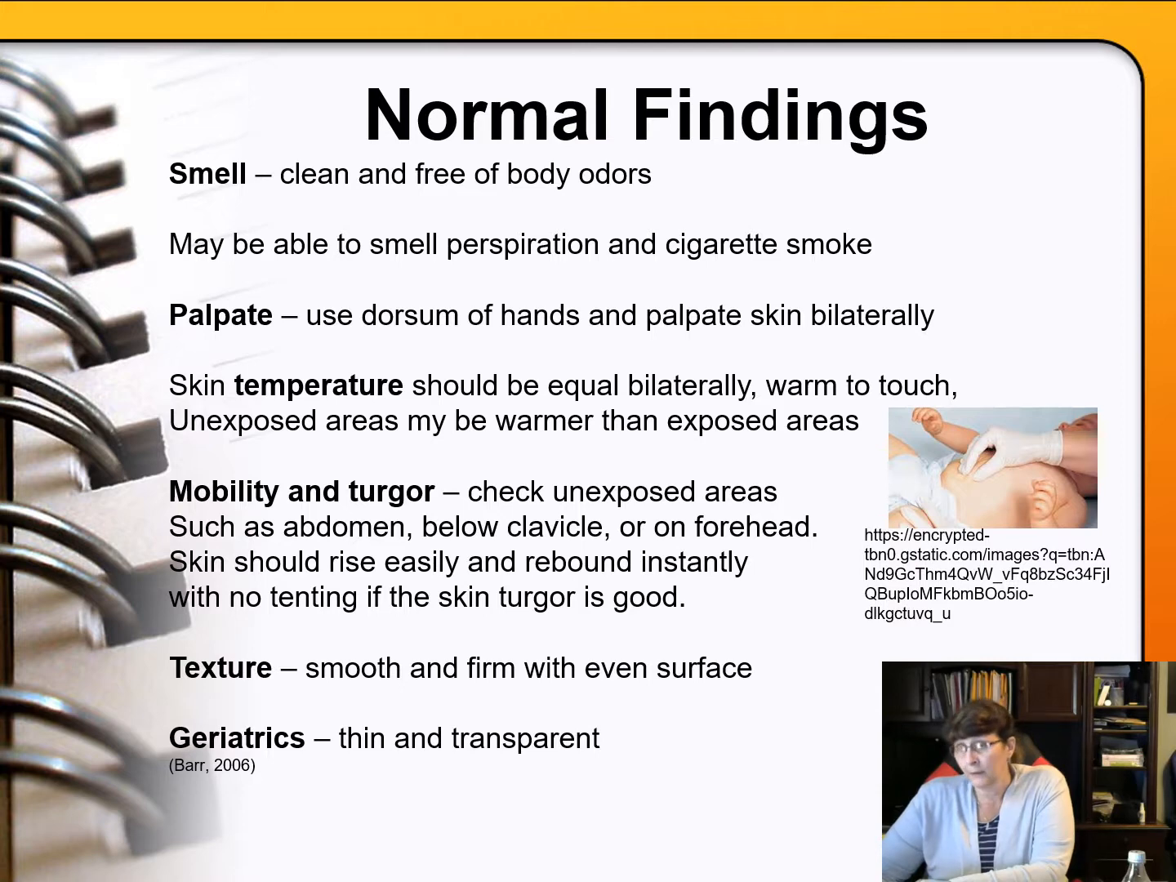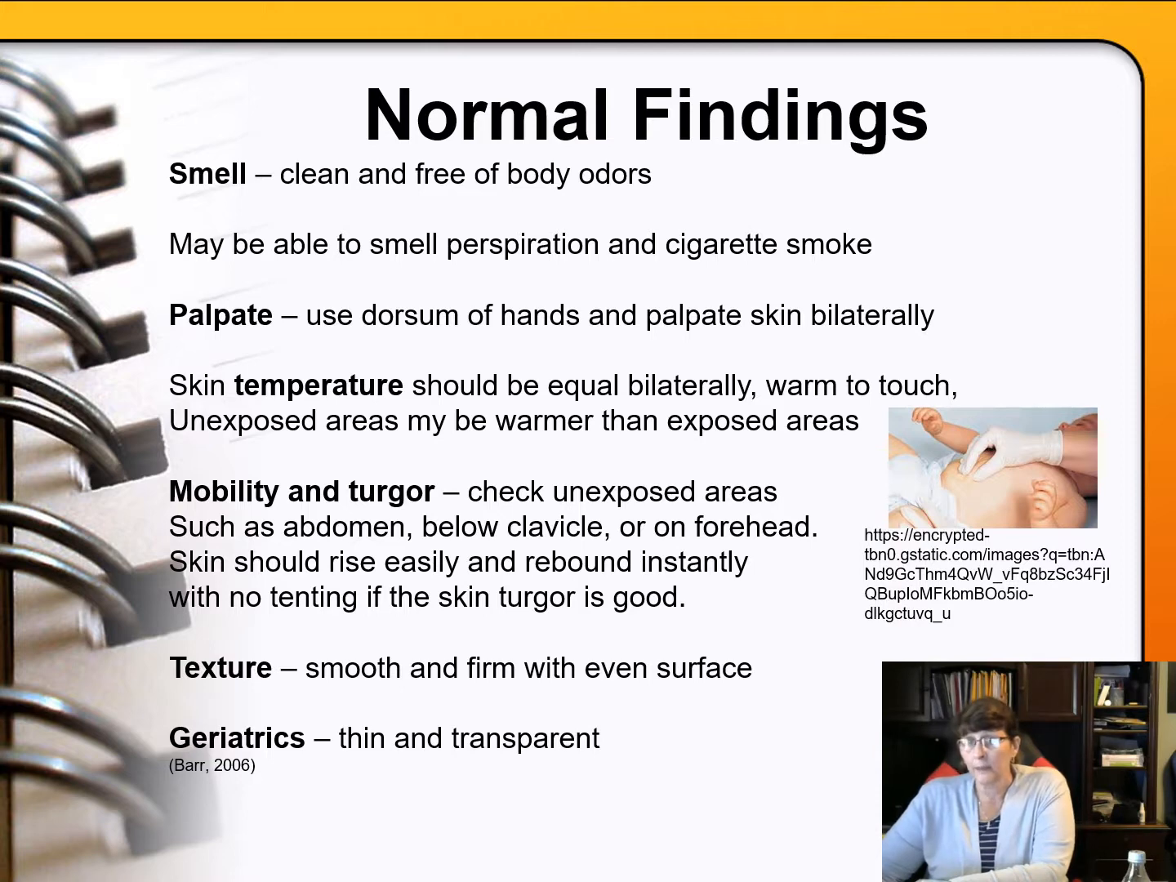Skin temperature, like I said, should be equally warm to touch, and then unexposed areas may be warmer than the exposed areas, or cooler, depending upon what the temperature is of the room. Mobility and turgor, you're going to be checking those unexposed areas, such as on the abdomen, below the clavicle, or on the forehead, which is where the skin would not have been getting leathery from exposure to the environment.